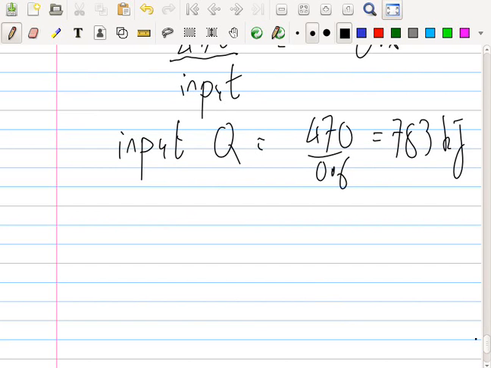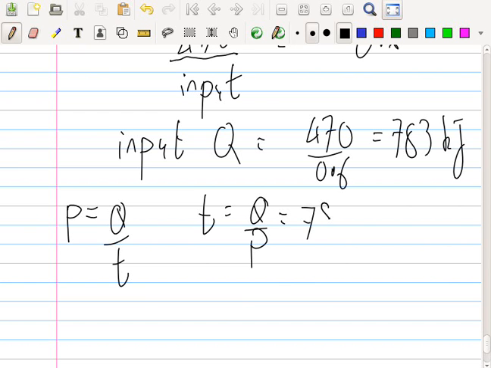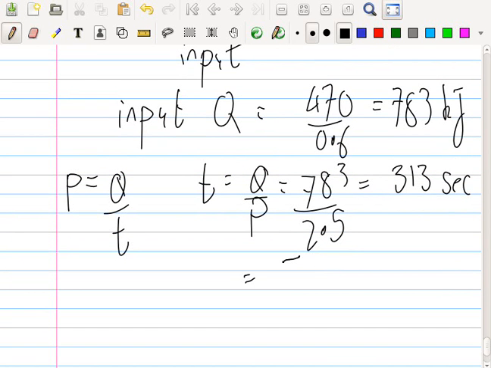So now we just do the same thing again, but we need more energy now. Why do we need more energy? Because it's less efficient. So what's the formula? Power equals work over time. So what does time equal? Work over power. So 783 over 2.5. So it should take more than 3 minutes now. 313 seconds. Is it exactly 5 minutes? 5 minutes, 13 seconds. Not too bad.